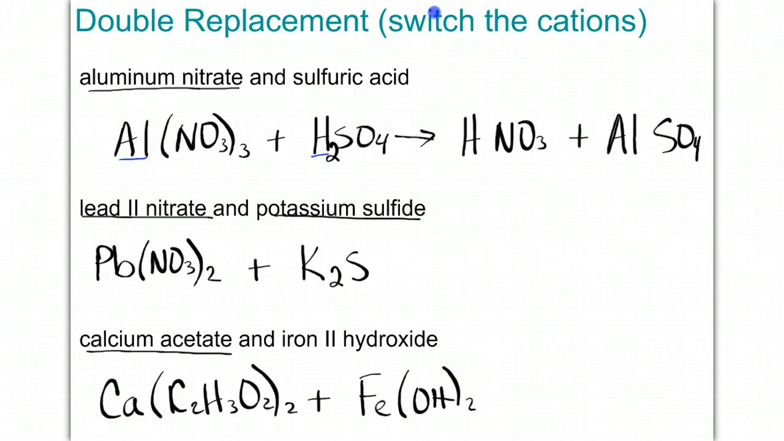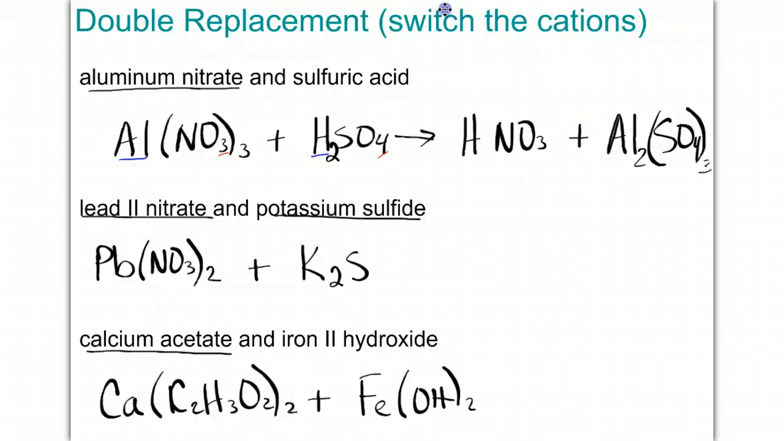I have not carried numbers forward except for my 3 that belongs to nitrate and my 4 that belongs to sulfate. Now I need to cancel or switch the charges. Hydrogen is +1, nitrate is -1. They cancel, so now I'll erase them. Aluminum is a +3, sulfate is a -2, those switch, giving me Al2, and SO4 goes in parentheses with a 3. And now I can erase these charges. This is my final answer. Remember, you're supposed to balance the equation, however, we're not going to worry about doing that at this time.